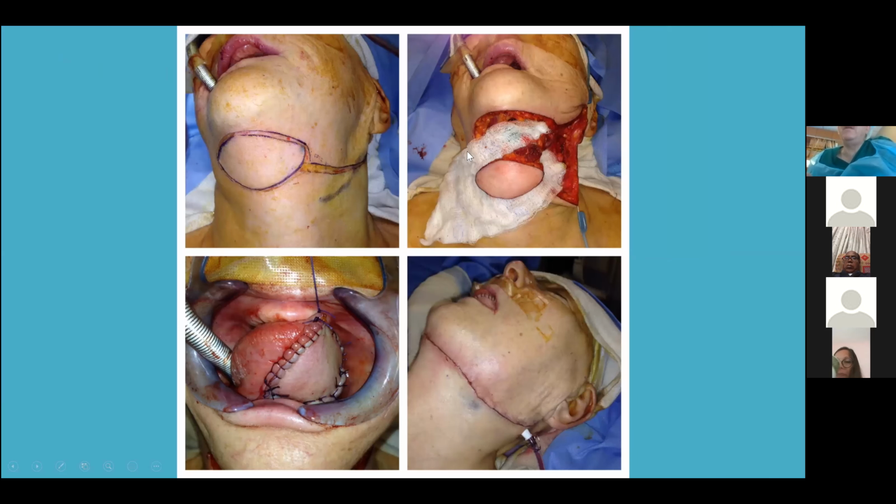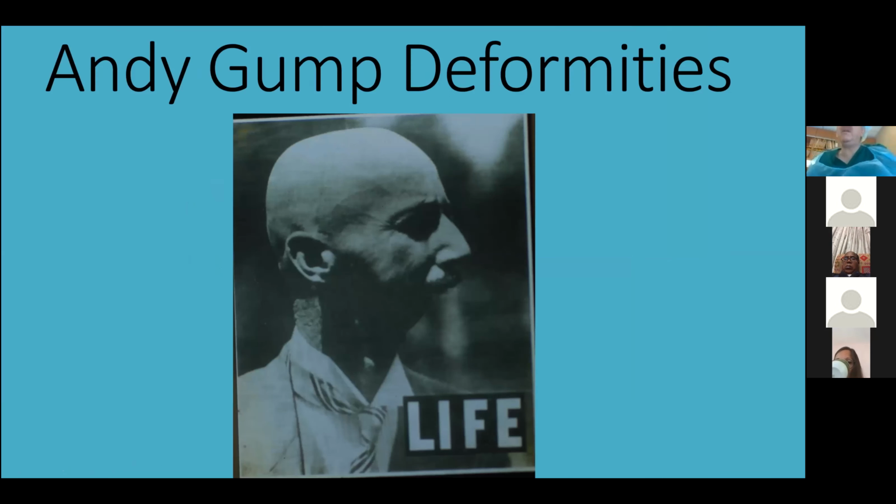Another submental island flap, same thing for a patient with a mouth tumor, is very aesthetic. Chondroblastic osteosarcoma, rare. The old Andy Gump deformity, of course, is rare today given free soft tissue transfer techniques.